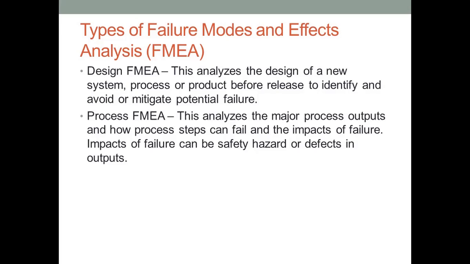Then we also have the process FMEA. You can use this to analyze the steps of a particular process, what can go wrong, what are the impacts of failure. So this could be used in construction projects, for example, to conduct what we call job hazard analysis, whereby we can pick up a particular job to be done on the construction site, break it down into steps. For each step, we identify what can go wrong, what are the hazards, and come up with a mitigation strategy.